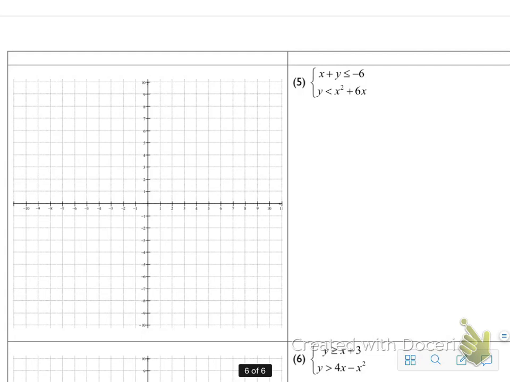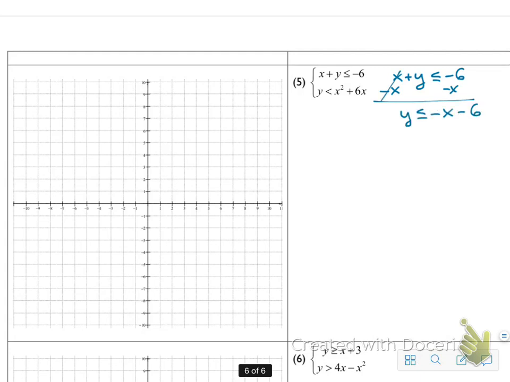So again, we need to have x plus y less than or equal to -6, I'm sorry, I'm looking at the wrong page. And we need to solve for y. So we have x plus y is equal to -6. We subtract x from both sides, and we get that y is less than or equal to -x minus 6.